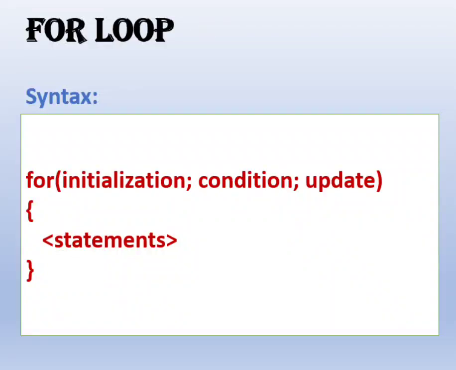And if you want to print 1 to 10, the statement that you provide should print the value of i in each iteration. So this is the syntax for a for loop. And in the next slide we'll talk about the flowchart.